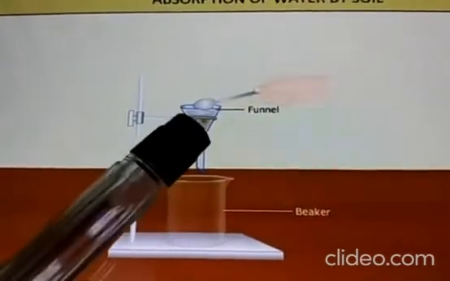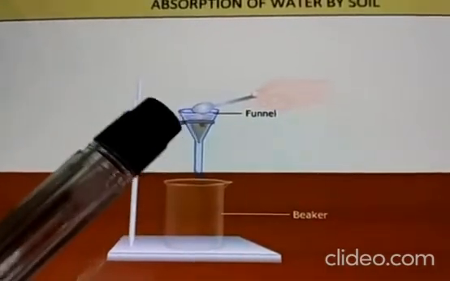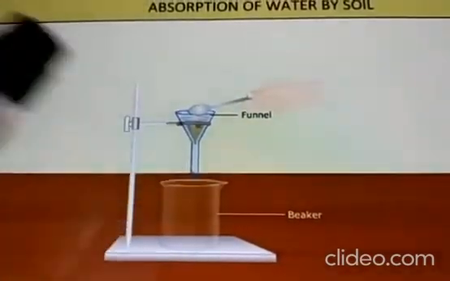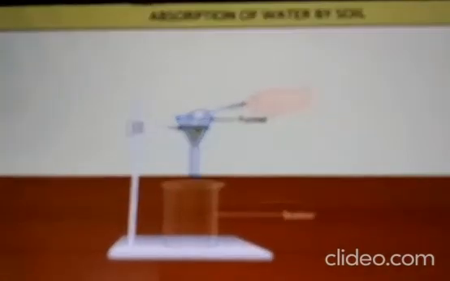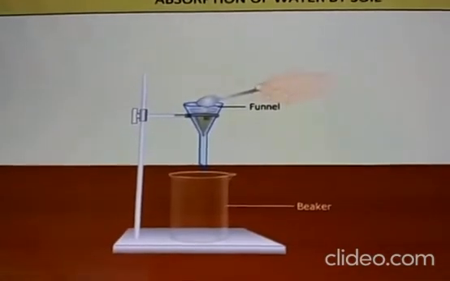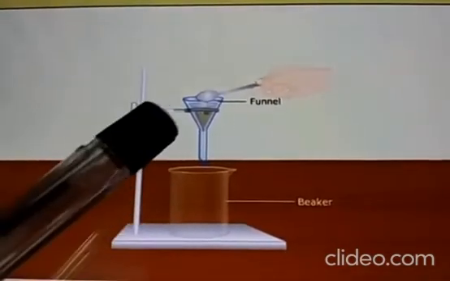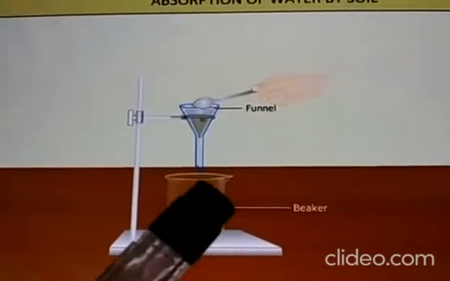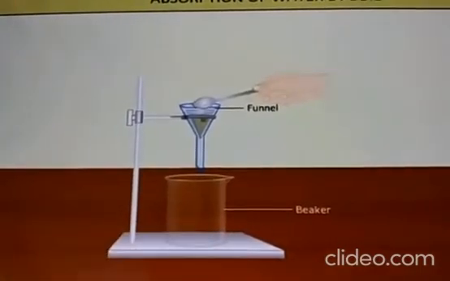Now what we are doing? We are dropping water, drop by drop. You should not pour it all at once. Pour water all over the soil. Keep pouring water till it starts dripping. Dripping means the water should come down. Slowly you have to put it here. The water content should come down. That is known as dripping.